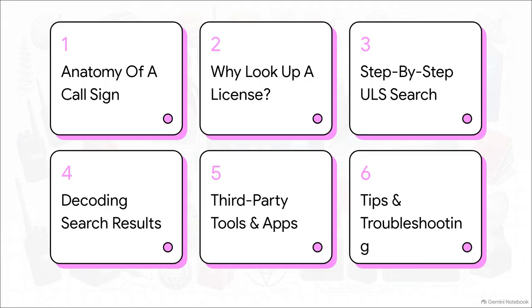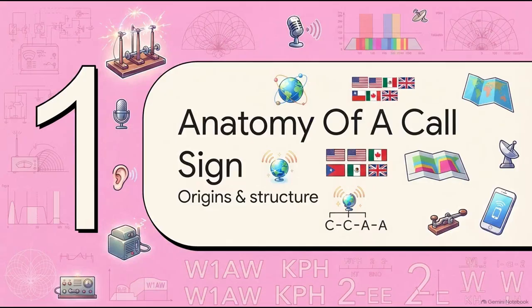Okay, here's our roadmap for today. 1. Anatomy of a call sign. 2. Why look up a license. 3. Step-by-step ULS search. 4. Decoding your search results. 5. Third-party tools and apps. And finally, 6. Pro tips and troubleshooting.